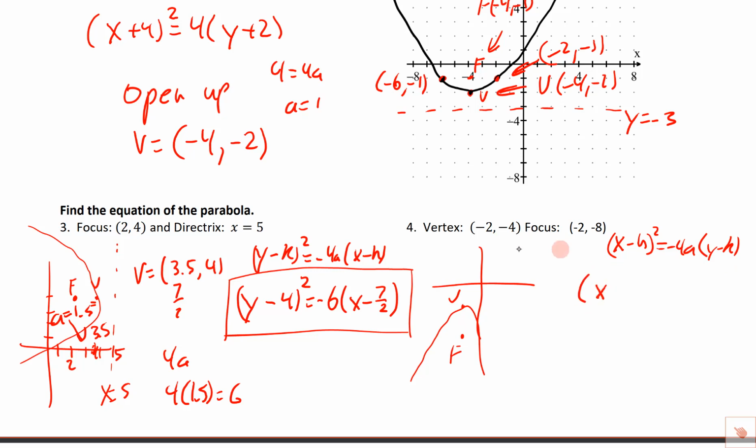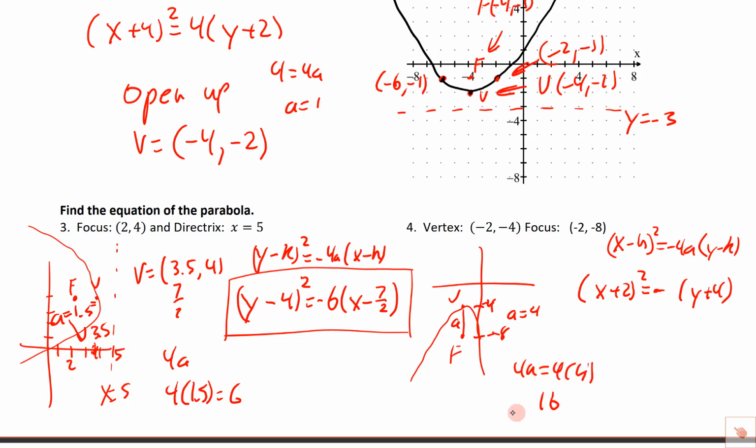This is going to be x minus a minus 2, so this is a +2 quantity squared. I'll leave this minus right here. We'll come back and we'll fill this in just a second. And then this is going to be a y minus minus 4, so that's going to be a plus 4. Now we just need to figure out what a is, and a is the distance from here to here, so that's a. And if this is at negative 4, and this is down here at negative 8, then a is equal to 4. So we're going to do 4a equals 4 times 4.